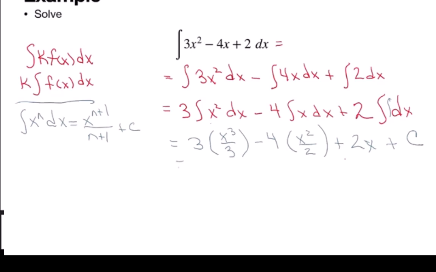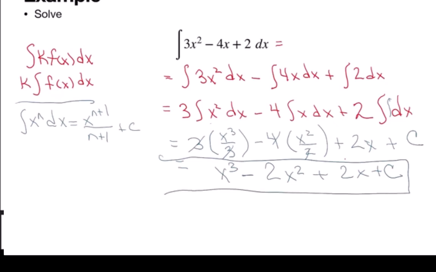Let's simplify this. 3 cancels with 3. I get x to the third power minus 4 cancels with 2, 2x squared plus 2x plus c. And that would be my final answer.